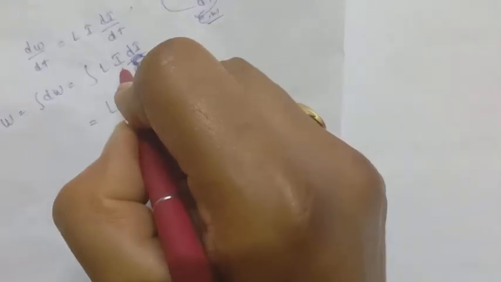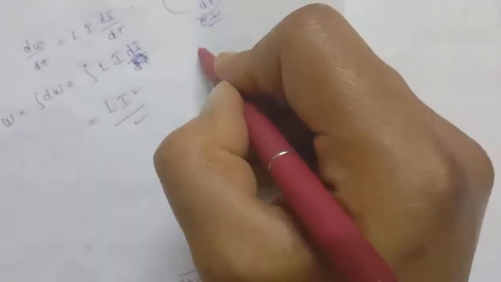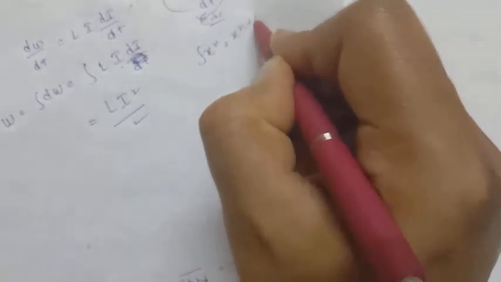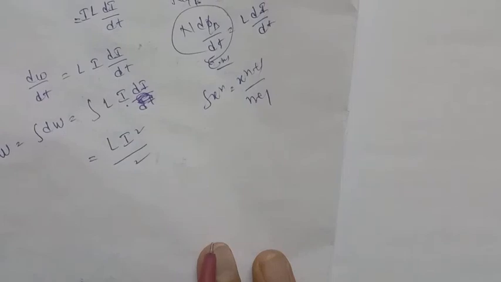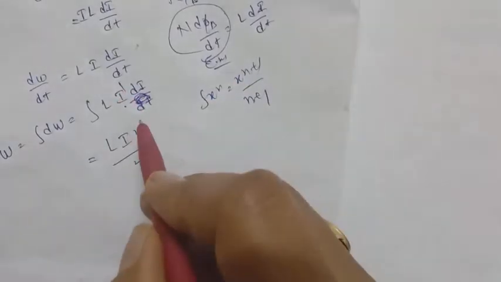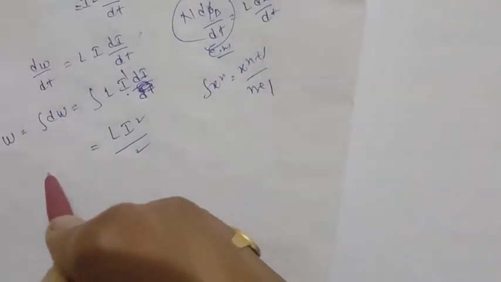The integration of x power n is x power n plus 1 by n plus 1. Similarly, for L into I, I power 1 becomes I power 1 plus 1, divided by 1 plus 1, that is 2. So L I square by 2 is the work done.